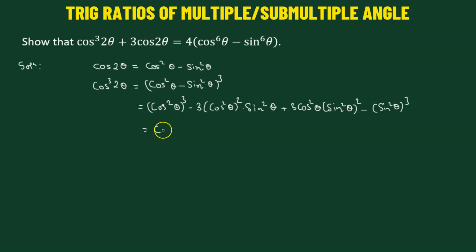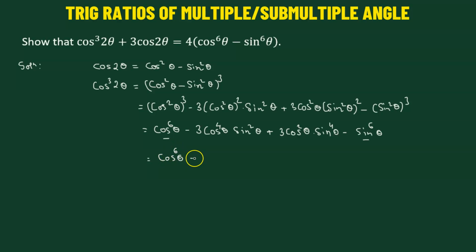Now this will be equal to cosine theta whole raised to the power of 6, minus 3 times cosine theta whole raised to the power of 4 times sine squared theta, plus 3 times cosine squared theta times sine theta whole raised to the power of 4, minus sine theta whole raised to the power of 6. We're going to take the first term and combine it with the last term. That gives us cosine theta raised to the power of 6 minus sine theta raised to the power of 6.